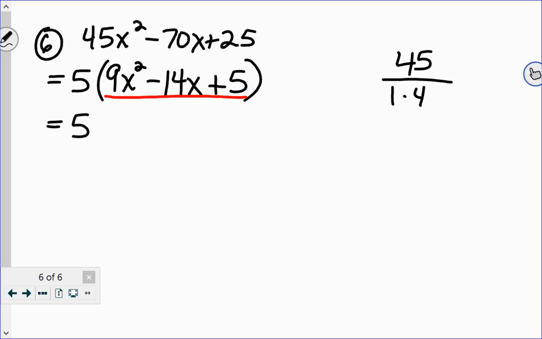Again, no evens are going to work, so I'm going to go to 3. 3 goes in there 15 times, but negative 3 plus negative 15 does not work. And then I get negative 5 times negative 9, which does work. That adds to negative 14.